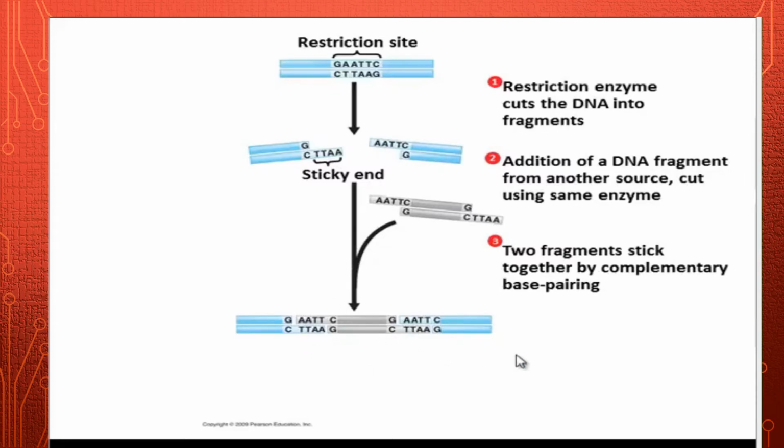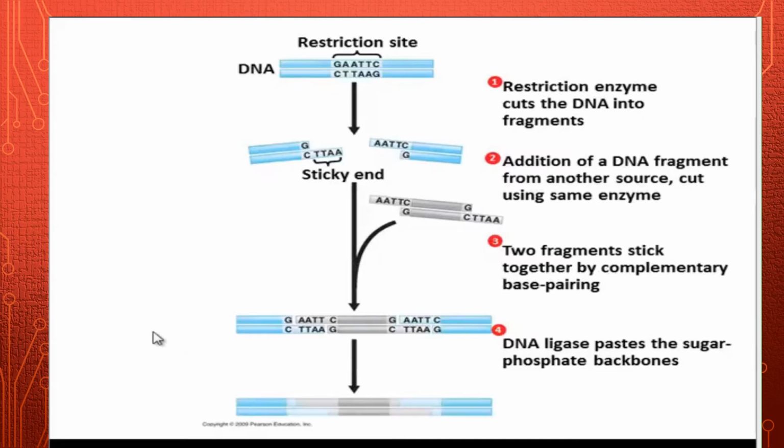However, we need a little ligase at this point because ligase will help attach the sugar phosphate backbones, which are more difficult bonds to make. So once ligase gets involved, here we go. We now have our recombinant DNA. DNA from one organism combined with DNA from another organism.